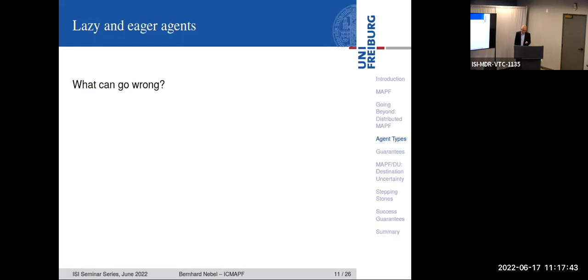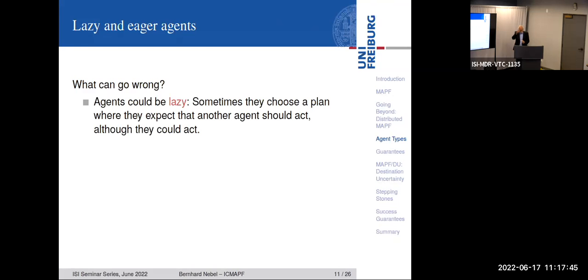Got it. Okay, so what can go wrong? First thing that can go wrong is that agents are lazy. Lazy means that sometimes they just choose a plan where they expect the other agent will act, where they could act. And a good example for that is when you have a dinner with your partner at home Sunday evening, and you're finished. So somebody has to make the dishes, right?